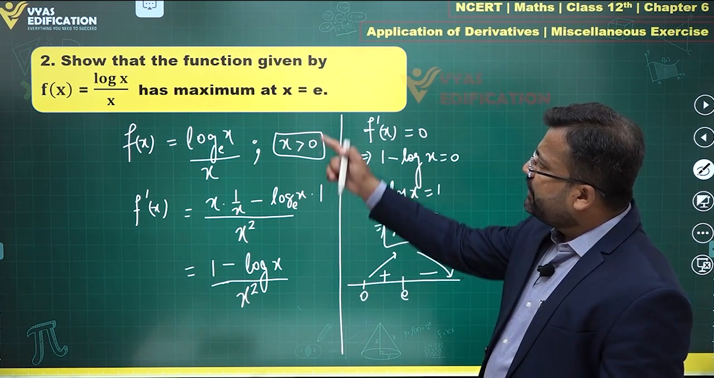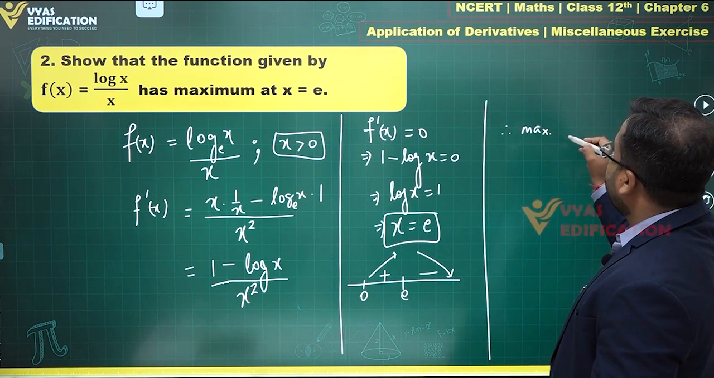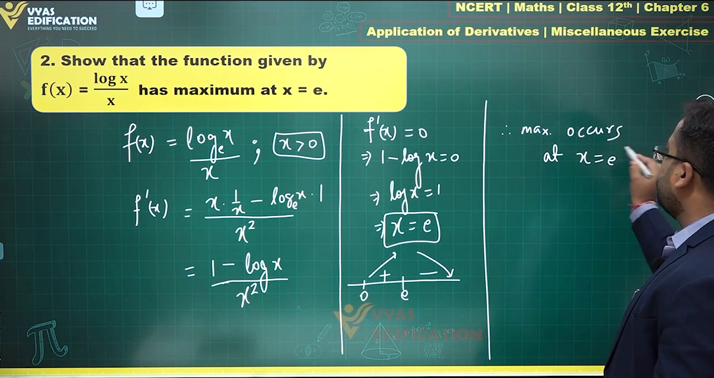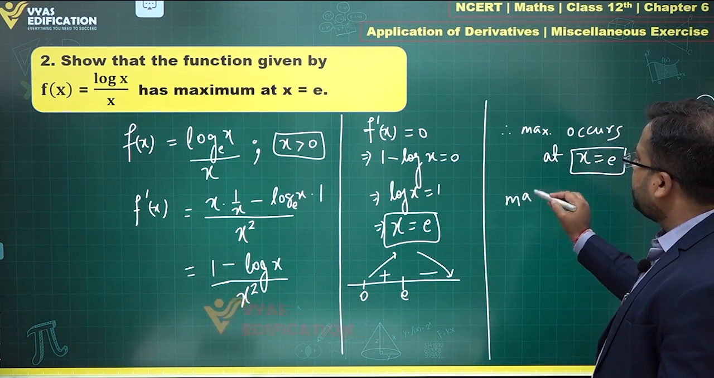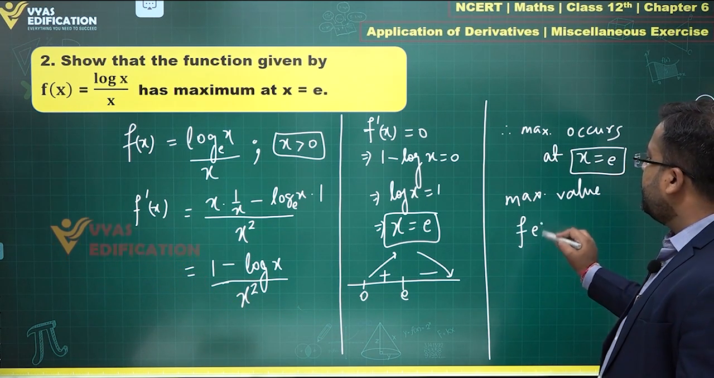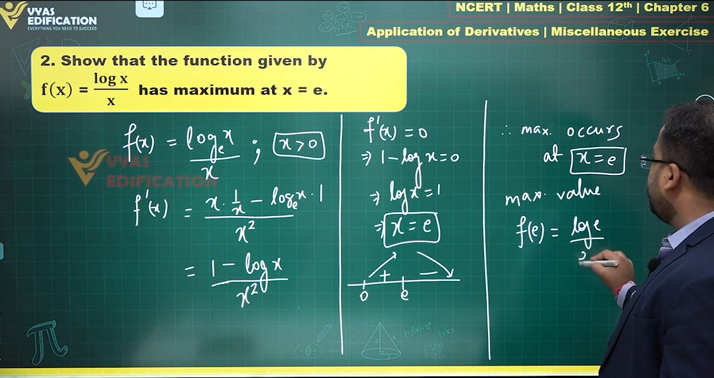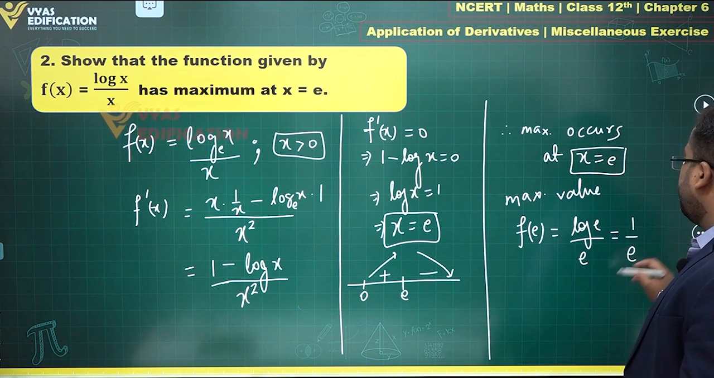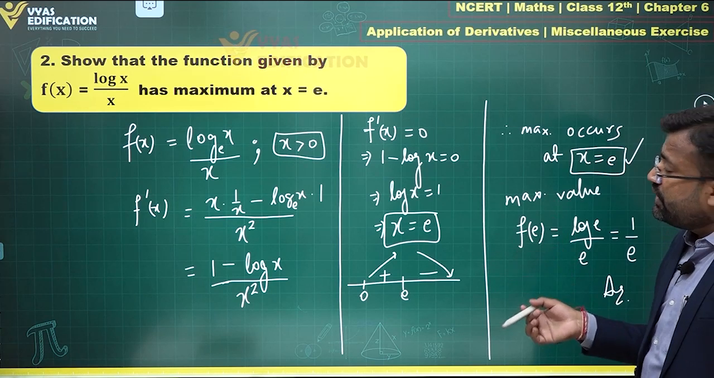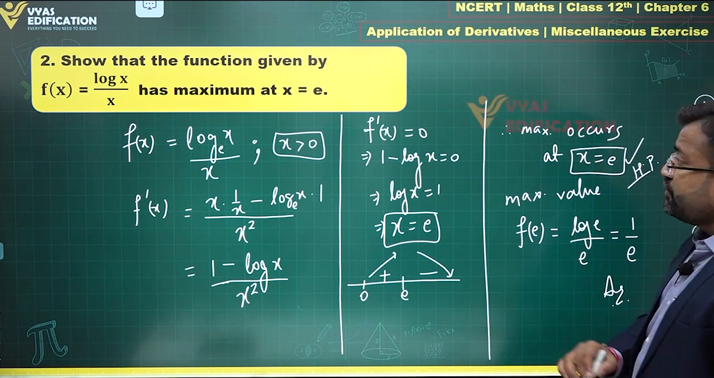And what are we looking at? We are looking at the maximum value. Therefore, maximum occurs at x equal to e. And what is that maximum value? Max value can also be found easily. Max value will be f of e, which is equal to log e upon e. What is that? This is 1 upon e. That's my answer. Max occurs at x equal to e. That's something which we have shown, and the value has also been found. That's the complete proof of this question.